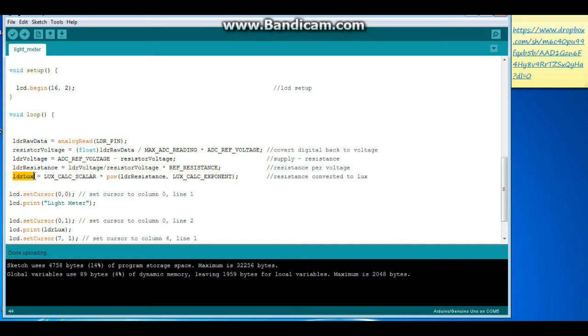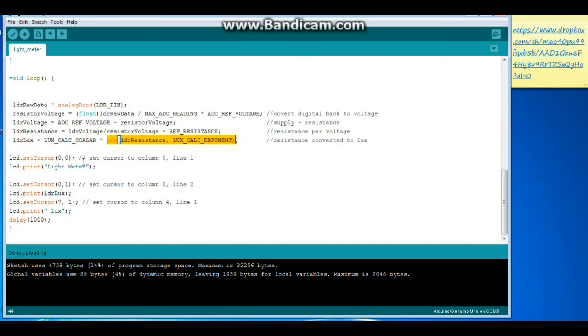And finally, we calculate the lux by saying the scalar times power LDR resistance, lux calc exponent. And then we print out the values. We set the cursor to 0, 0, the upper left corner, and we print light meter. You can print whatever you want. Then the second line, we print out the value that we calculated. Then we skip over 7 digits and we print the unit we're using, lux, and we delay for 1 second. And that's it. All right, let's go take a look at how it works.